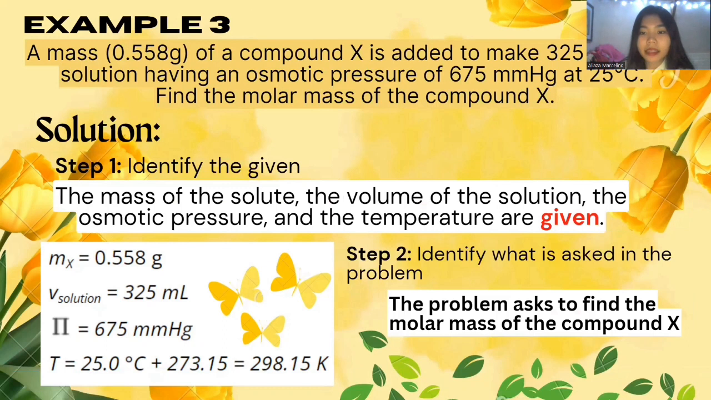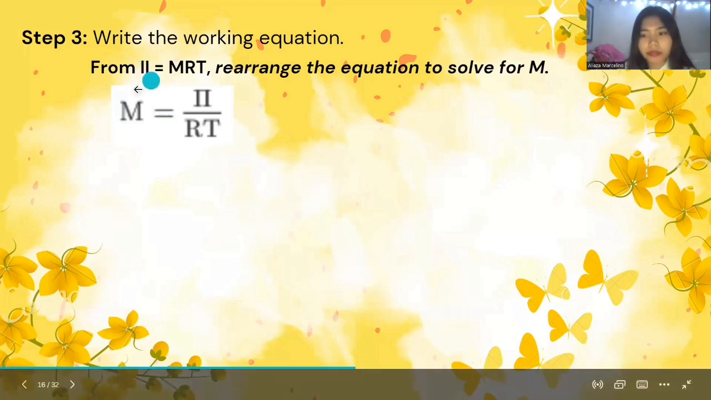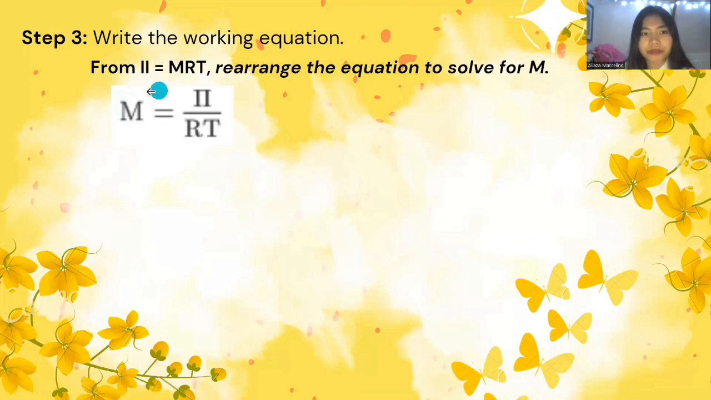Step 2. Let's identify what is asked in the problem. So the problem asks to find the molar mass of the compound X. Let's go to step 3. Step 3, write the working equation. And our equation is from osmotic pressure here. This is called osmotic pressure, equals the molarity of the solution, this letter M, times the universal gas constant, this letter R, and the absolute temperature in Kelvin, this letter T.